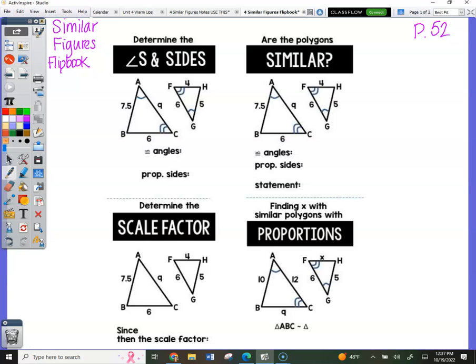There are 4 types of questions that could be asked of you with similar figures. This flipbook covers all 4 of them. The types are clearly identified on the front of the flipbook, and when you open it up, there are practice questions. First, you might be asked to take some similar figures and find the missing angles or side measures.